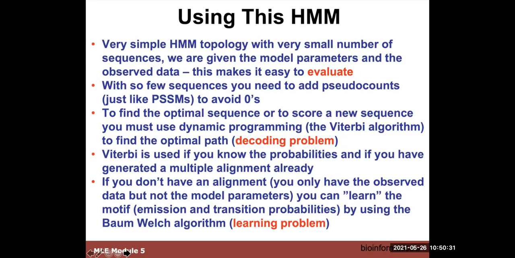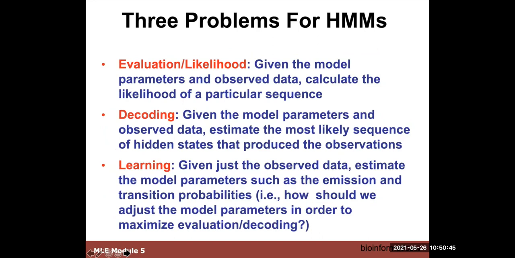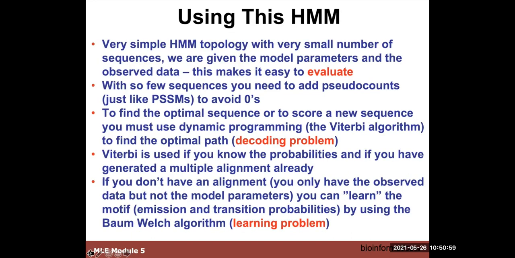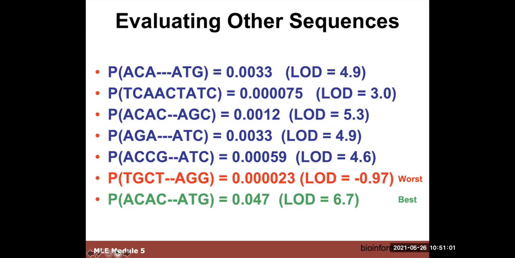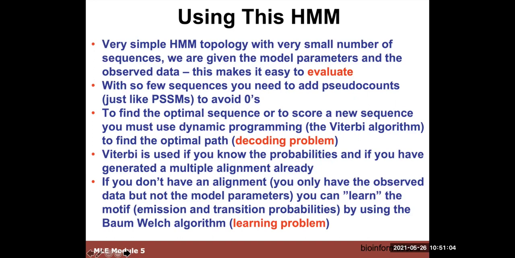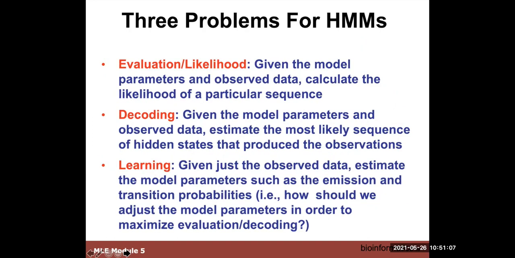So in HMMs, you have to solve three problems: the evaluation problem, the decoding problem, and if you don't have alignment information, you also have to solve the learning problem. This is summarized here. If we're evaluating, given the model parameters, calculate the probability of a particular sequence. You saw how I did that for some simple sequences back here. I just did some log odds or simple multiplications. But while it seemed simple, I still had to essentially follow a path and determine what those numbers are.